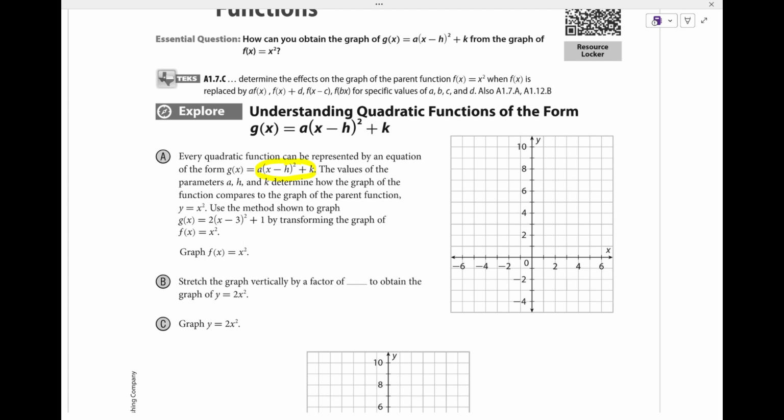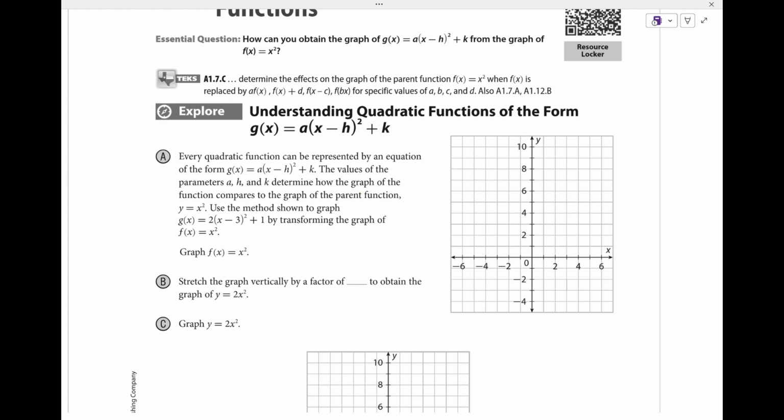So the values of the parameters a, h, and k determine how the graph of the function compares to the graph of the parent function. Remember, your parent function is your original. X squared is the most basic kind of quadratic function. Use the method shown to graph this specific equation, 2 times x minus 3 squared plus 1, by transforming the graph of f of x equals x squared, the parent function.